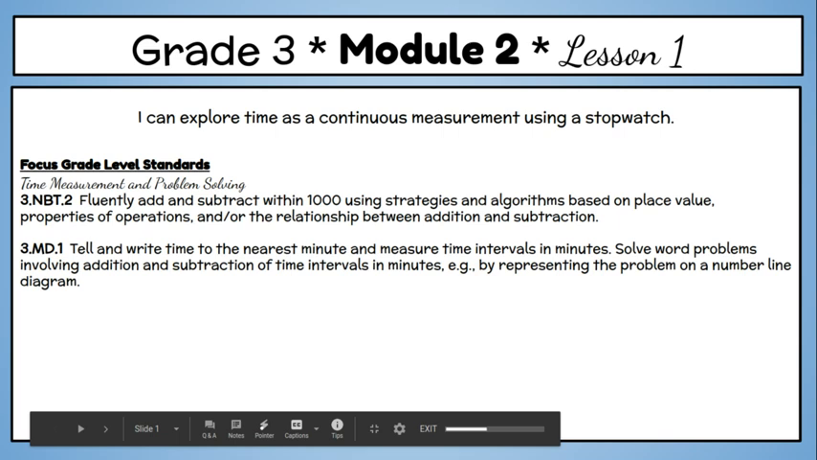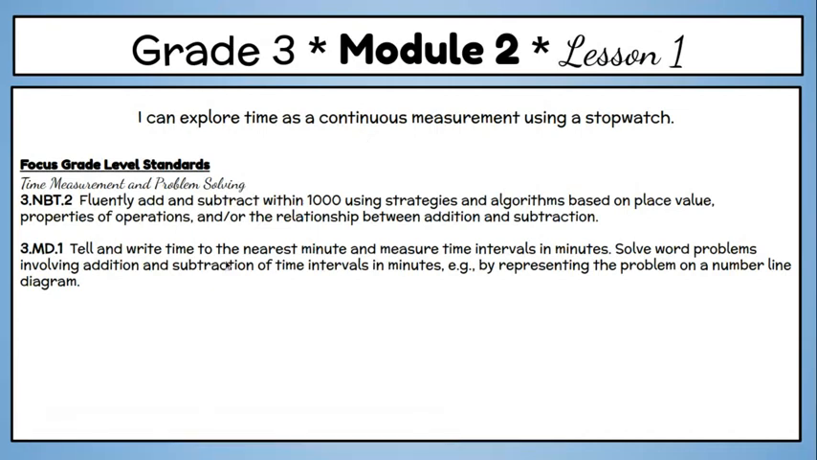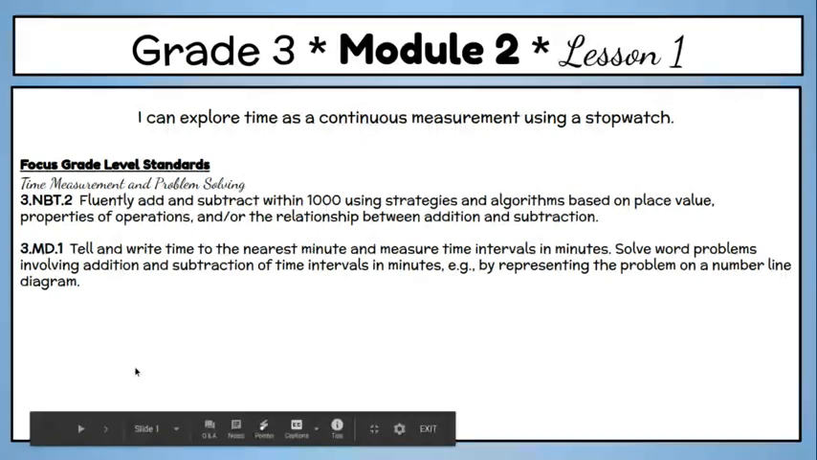I can explore time as a continuous measurement using a stopwatch. So continuous means it keeps going and going. It doesn't stop. That makes sense, right? Time always keeps going.